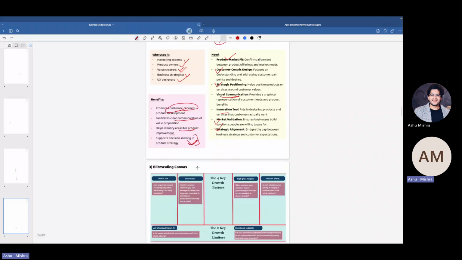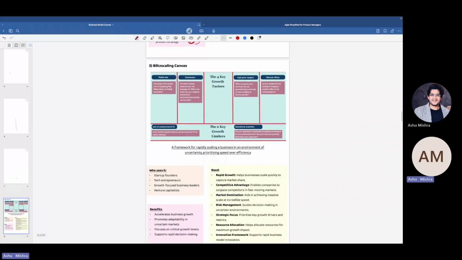Now let's move on to the third one, which is our blitzscaling canvas. So guys, as a matter of fact, the word blitzscaling came in World War II, and it was used by German soldiers. There is a very good book on blitzscaling. Do read it if you have some time, guys. So what is this blitzscaling canvas? It focuses on 4 key growth factors. One is your market size, second is distribution, third is high gross margin, and fourth is network effects.